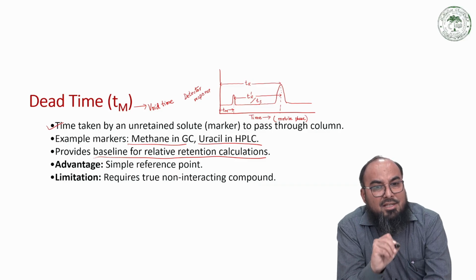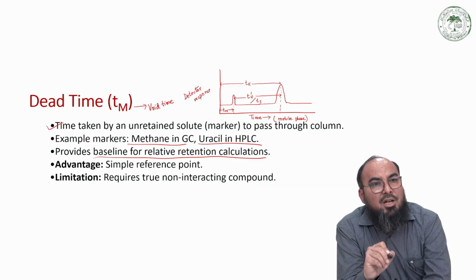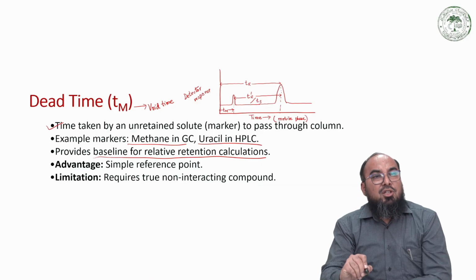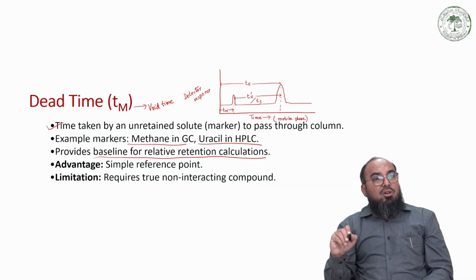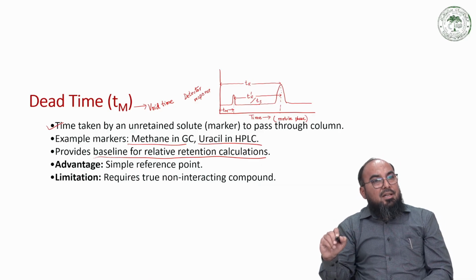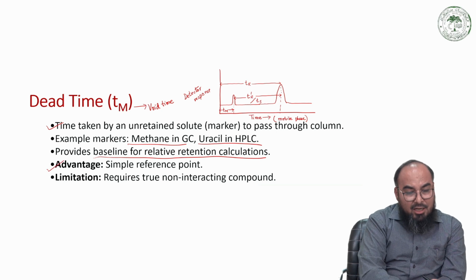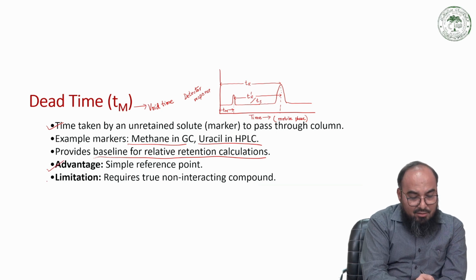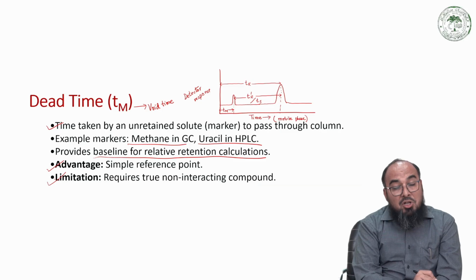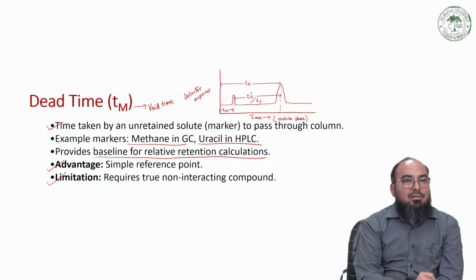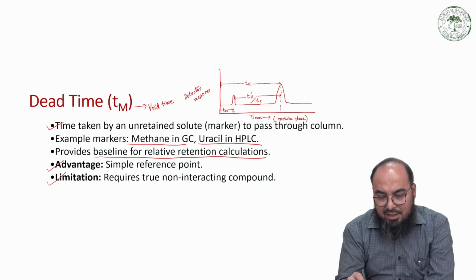On the basis of this starting point, you measure the retention time of the other solutes or other components present in your separating mixture. So the advantage is that it acts as a reference point, and the limitation is that, ideally speaking, it requires non-interacting compounds. But practically speaking, there is certain interaction, but that can be ignored because we are starting from this.